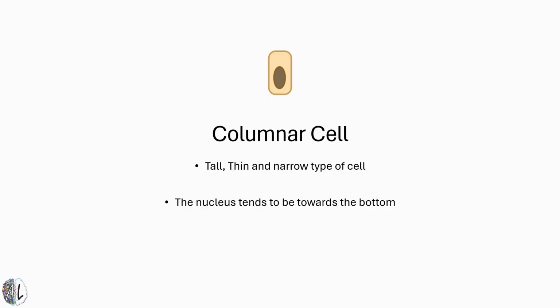And our third shape is a column cell or a columnar cell. They're very tall and thin. So think about a column in architecture, very similar to that. And the nucleus tends to sit towards the bottom of that. So this is a nice column cell.